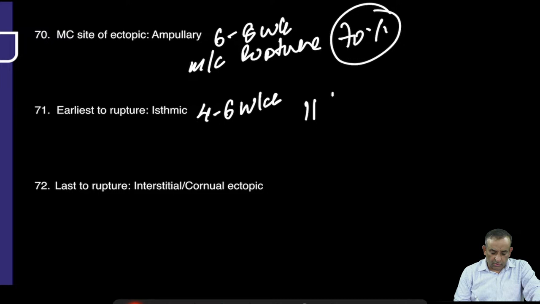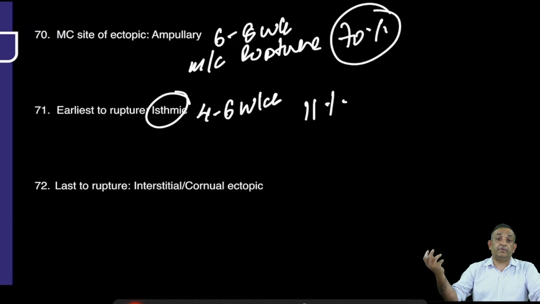I don't know why sometimes you people ask me, sir, we know that isthmic is the commonest to rupture. Not at all. Isthmic is only 11% rupture. Most common is which one? Ampullary. So most common rupture is also ampullary. As simple as that. All right. And ampullary rupture is 6 to 8 weeks. Isthmic rupture is 4 to 6 weeks. Earliest to rupture, that is correct.